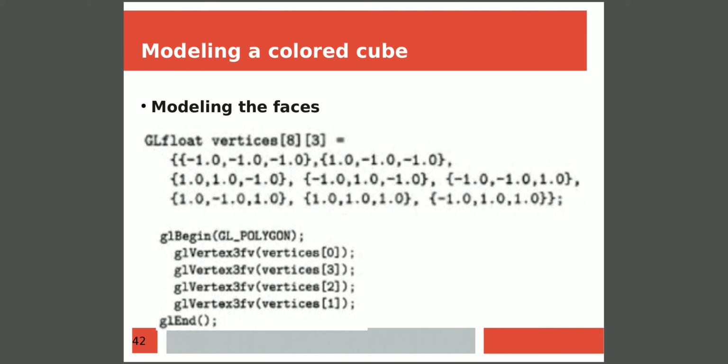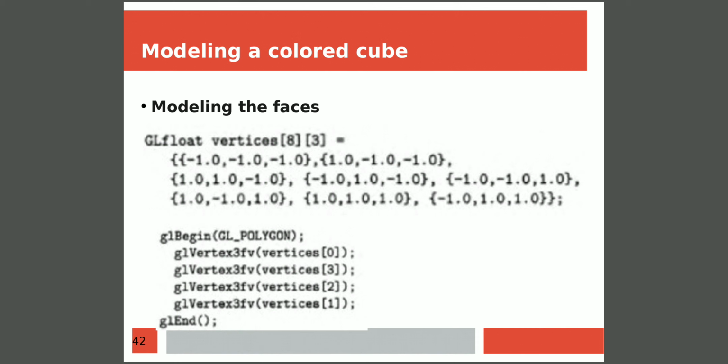Then after defining all 8 vertices, we are supposed to define each face of a cube. Here we are considering that each face of a cube is a polygon with 4 vertices totally. So to indicate that each face of a cube is a polygon, we are using the glBegin function, and we are specifying the primitive in the glBegin function as GL_POLYGON. As I said, each face of a cube has 4 vertices.